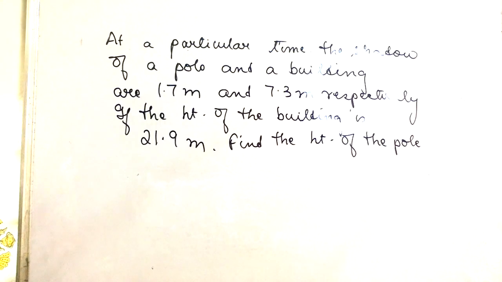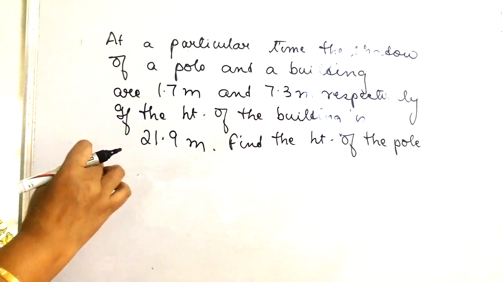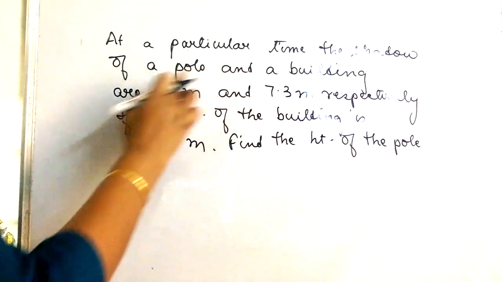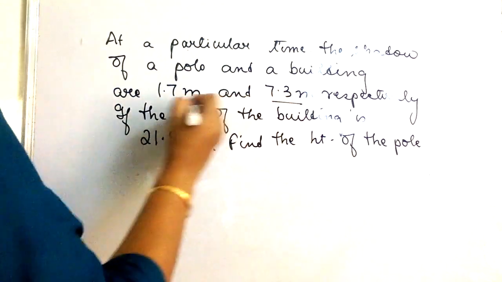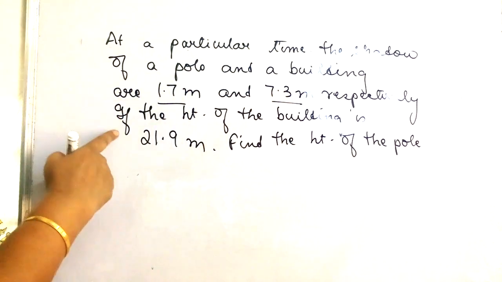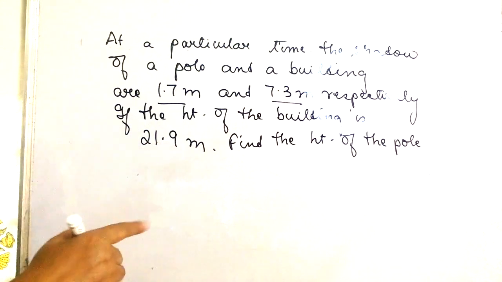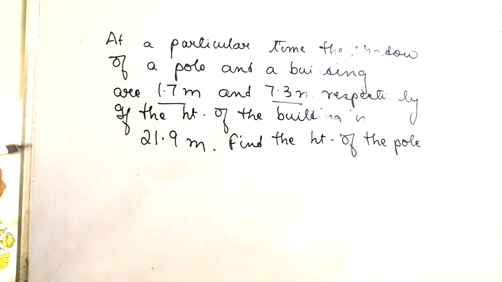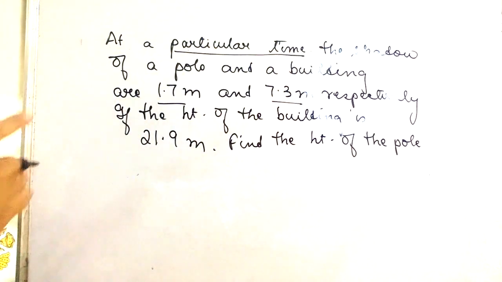Now here is a question. At a particular time, the shadow of the pole of a building and a building are 1.7 meters, and this is for the building, this is for the pole. If the height of the building is this, find the height of the pole. Now why are they talking about shadows? That is one thing to understand, and this phrase is very important in this sum: at a particular time.